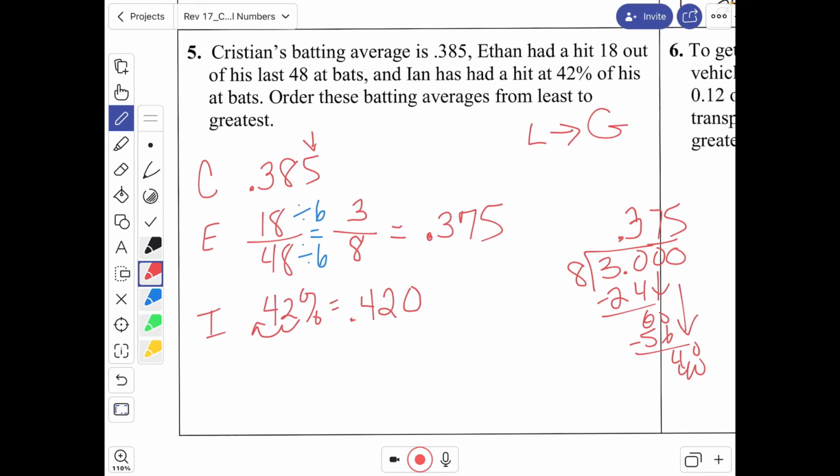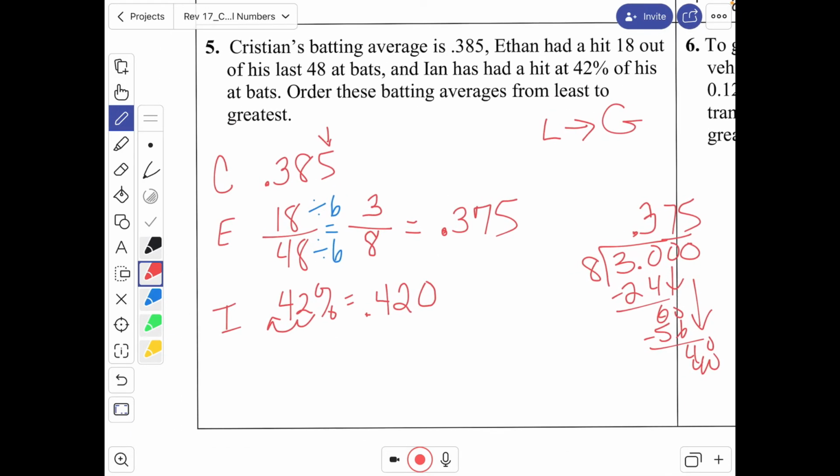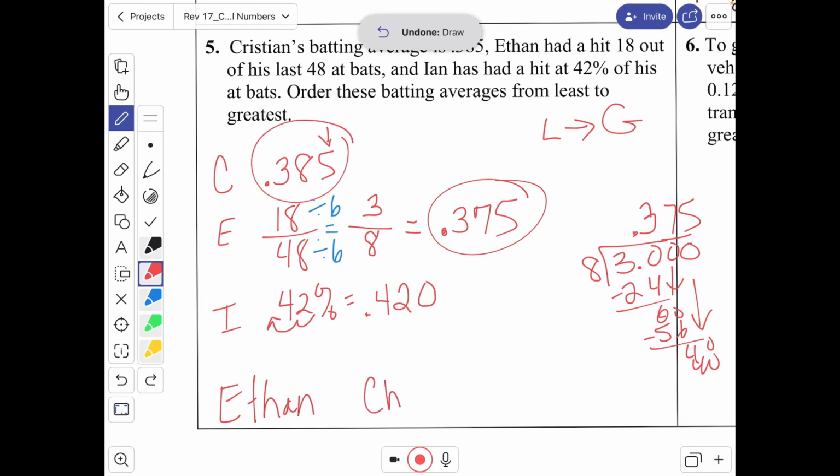Now that I have them all as decimals, which one is the smallest? Ethan had the littlest number. Next would be Christian. And last would be Ian.